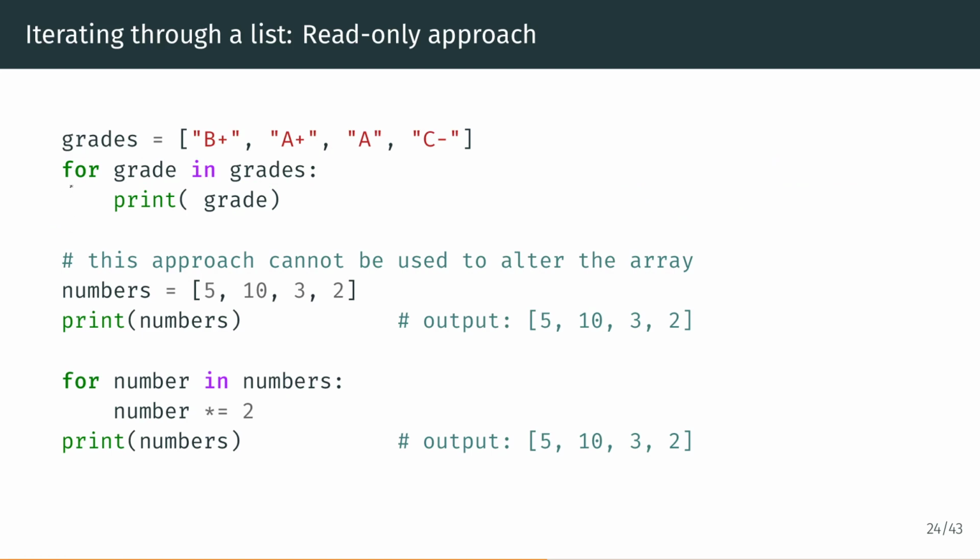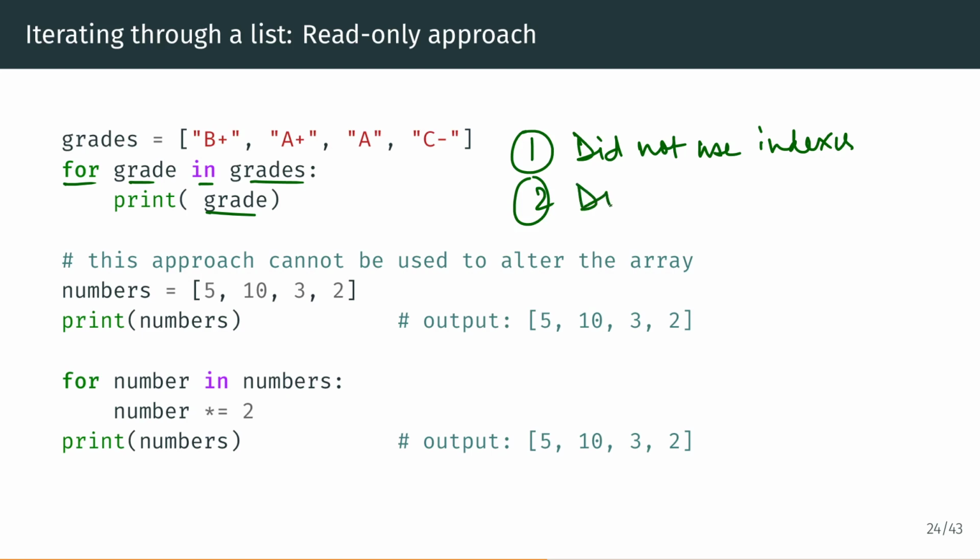So to simplify, for every grade in the list of grades, print grade. In this case, we did not use indexes, and secondly, we did not care about length. All we told Python was, for every grade in the grades, and Python will understand, okay, I'm talking about for i equals 0 through the list of grades. We don't have to specify each of the indices. Python will take care of that.